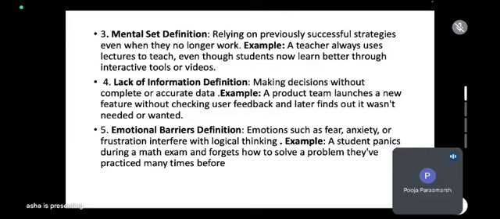Next is lack of information, which means making decisions without complete or accurate data. When we don't have proper information, we tend to make hasty or wrong solutions, and we come to an inappropriate decision. For example, a product team launches a new feature without checking user feedback and later finds out it wasn't needed or wanted. It happens with most startups.